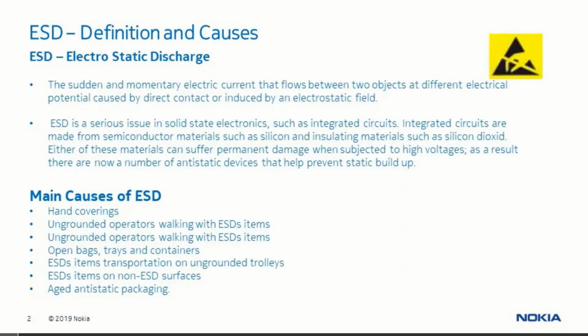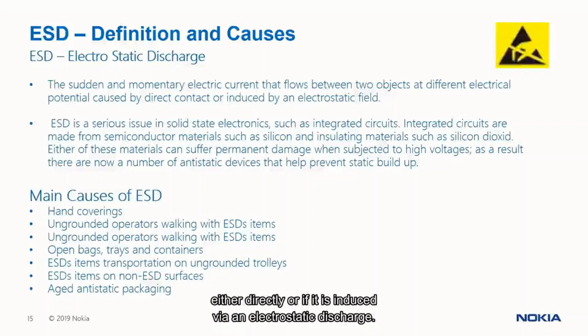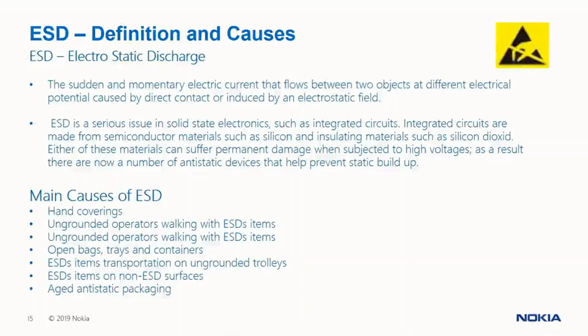Electrostatic discharge, also called ESD. So, what is ESD? ESD is the sudden and momentary electric current which flows between two objects when they come in contact with each other, either directly or if it is induced via an electrostatic discharge. And this current flows because both of the objects are at different electrical potential.